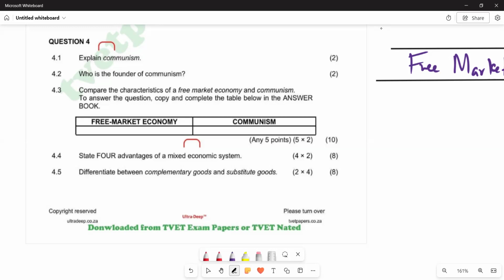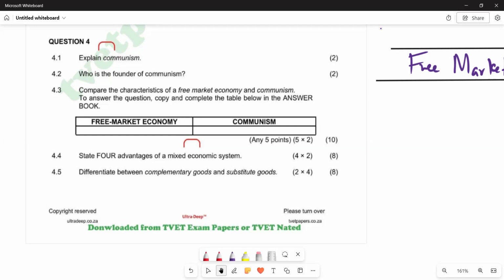In this video, I want to look at a question paper of June 2024, still working on that question paper. And we are going to look at question 4 according to this video, whereby we are going to look at communism and a free market economy. So the first question that we have is 4.1, explain communism.